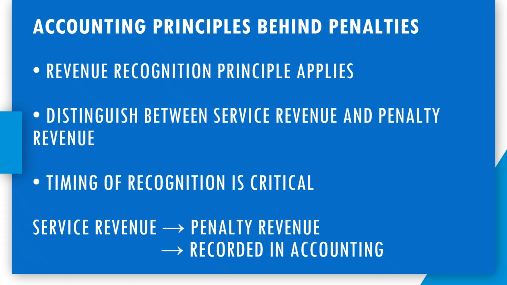Penalties are not treated as main operating revenue. They fall under penalty or other income. Accounting follows the revenue recognition principle, meaning income is recorded when earned, not when cash is received.